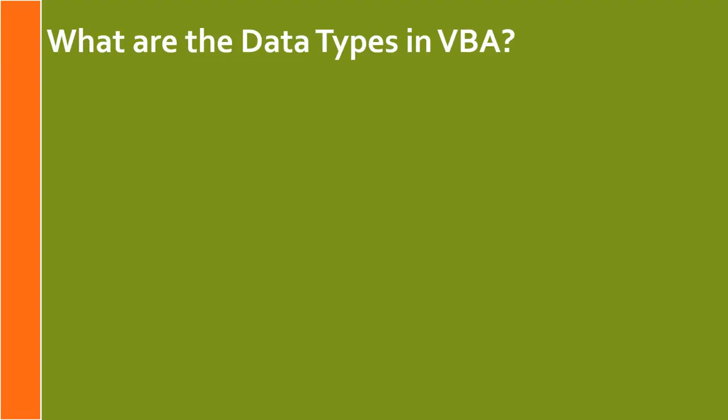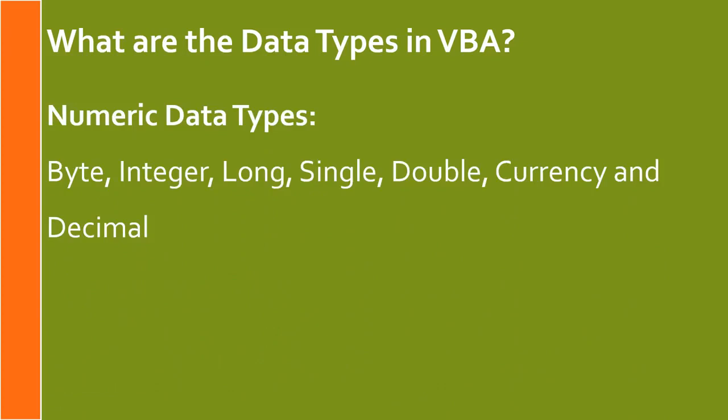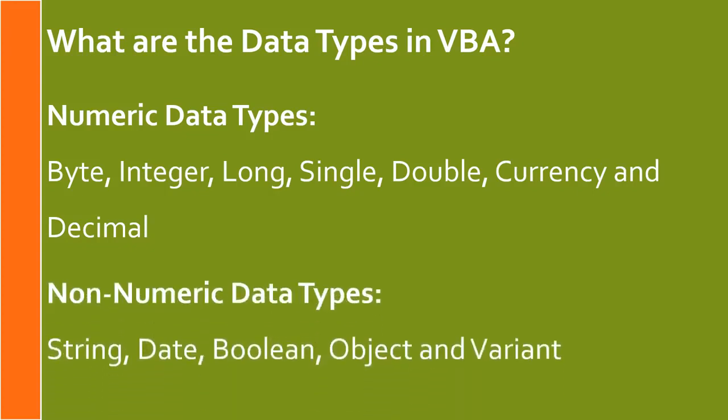What are the data types in VBA? Numeric data types are byte, integer, long, single, double, currency, and decimal. Non-numeric data types are string, date, boolean, object, and variant.